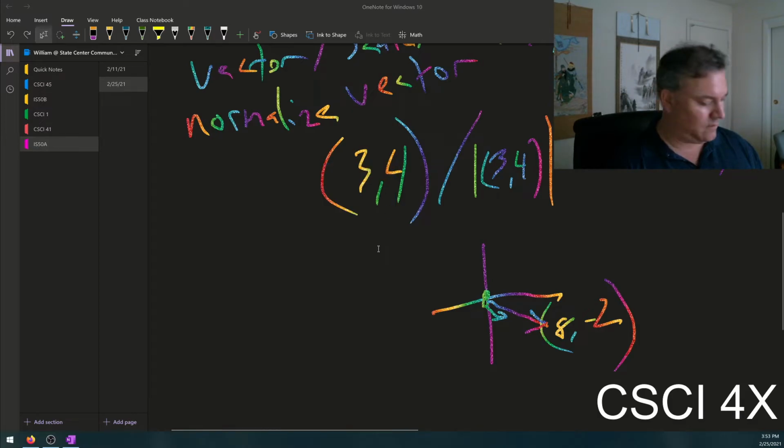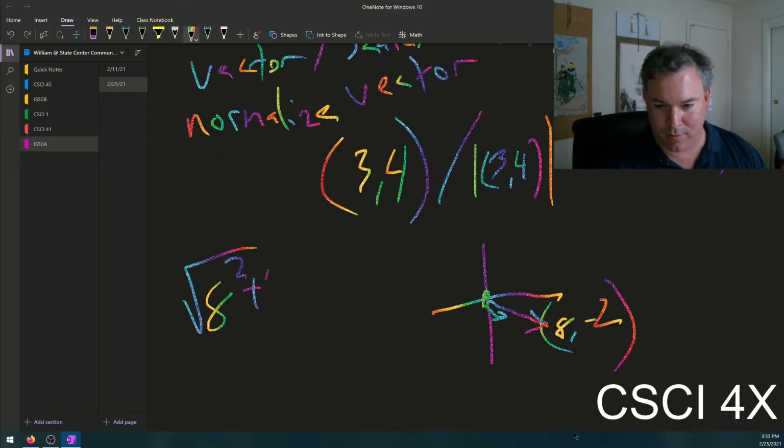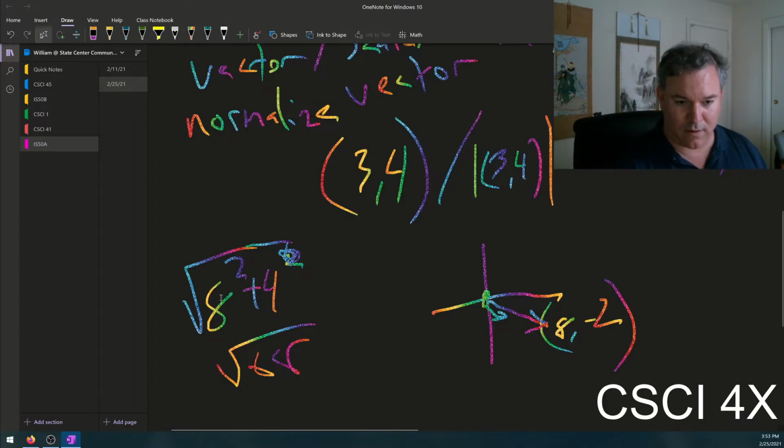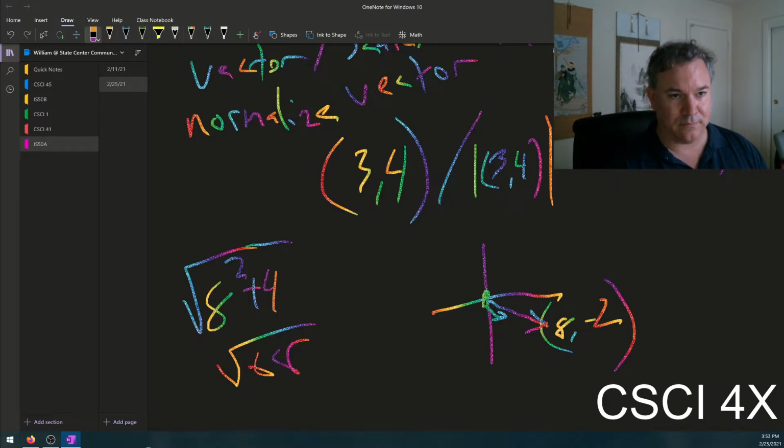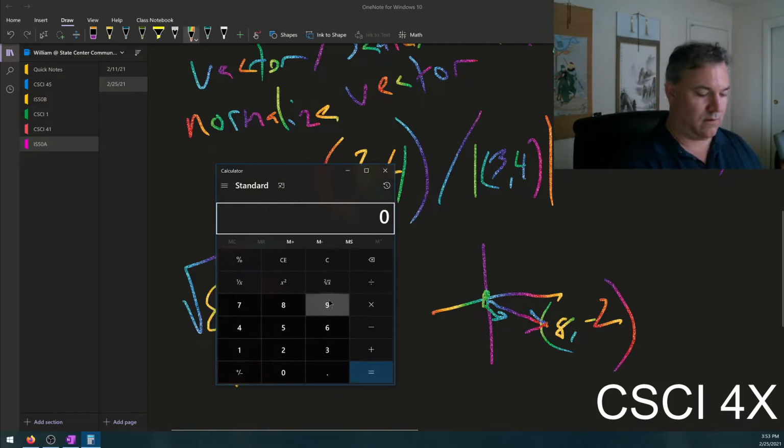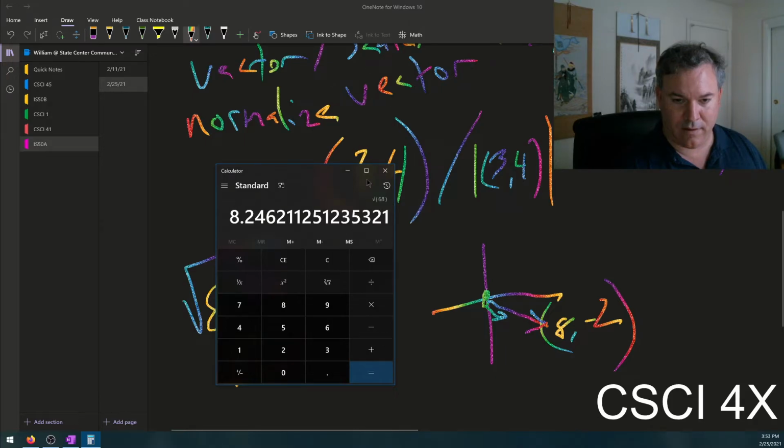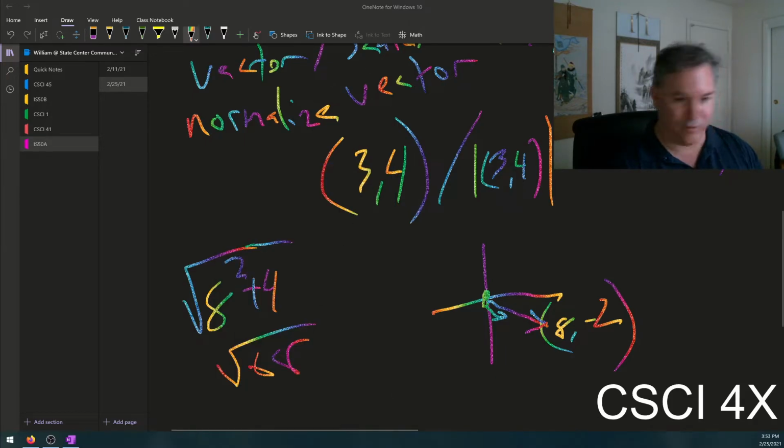So let me run you guys through this, rather than torturing you. The length of this vector here is the square root of 8 squared plus 2 squared. So 64 plus 4 is 68. The square root of 68 is 8.24, so that's where the 8.24 came from.